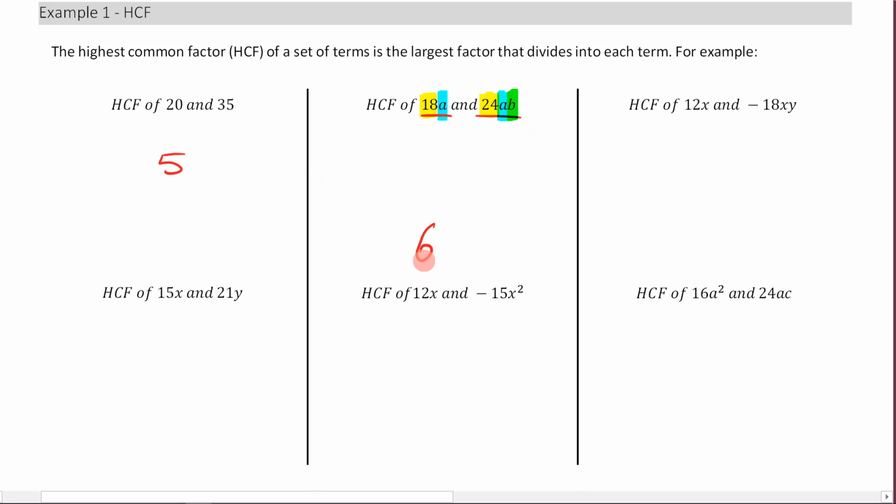Now, what that means is I can pull 6 out of both of them, but I can also pull a out of both of them. So that means I can put a here as well. So my highest common factor is 6a.